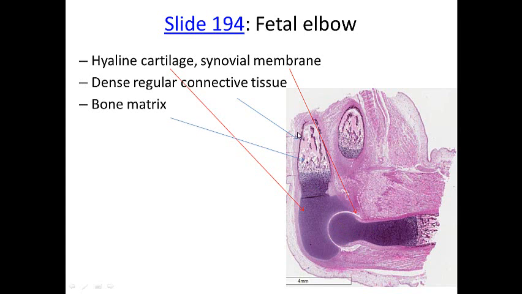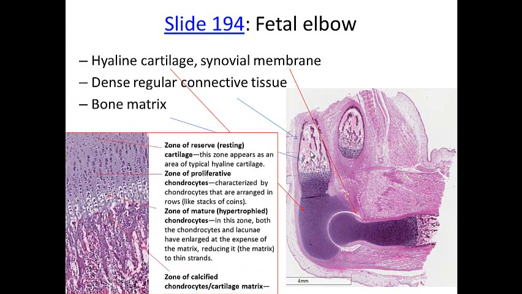And we have dense irregular connective tissue in the periosteum or the perichondrium, and there's a bone matrix. Now in terms of cartilage changing to bone at the growth plate that we see here, and actually even whenever you go from a cartilage model to a bone model, you have an area of reserve cartilage, and then we have proliferation where you see them all lined up there, and then you have hypertrophy where the increase in size, increased number here, increased size, and then it becomes calcified.